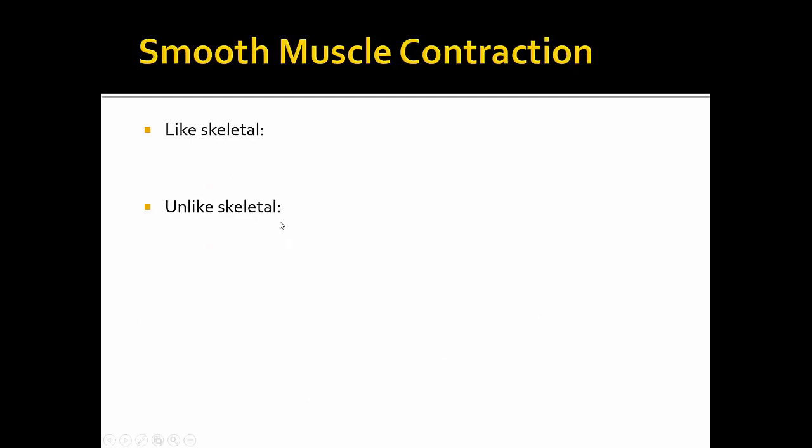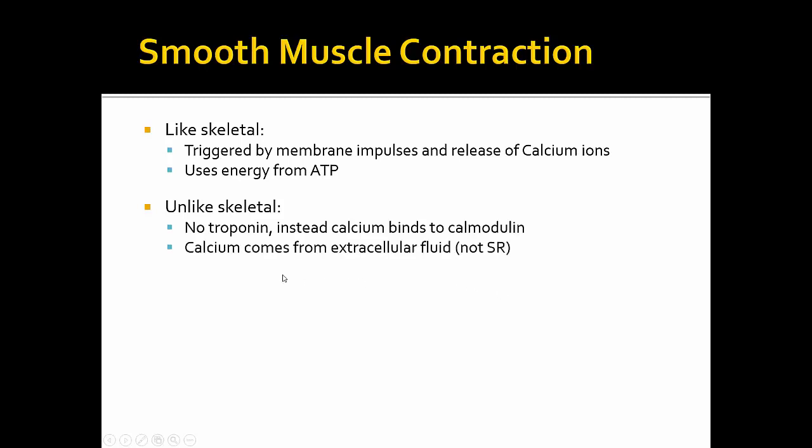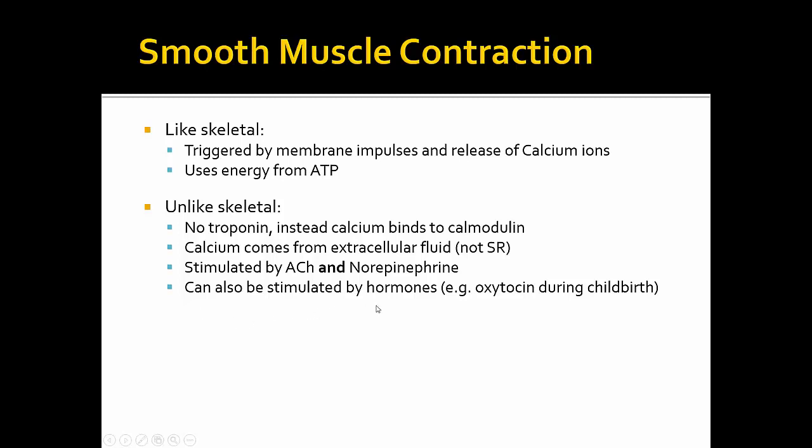Smooth muscle contraction is like skeletal in that it's triggered by membrane impulses and the release of calcium ions and uses energy from ATP. It's unlike skeletal in that there's no troponin. Instead, calcium binds to calmodulin. Calcium comes from the extracellular fluid, not the sarcoplasmic reticulum. It can be stimulated by acetylcholine and norepinephrine, and can also be stimulated by hormones such as oxytocin during childbirth.